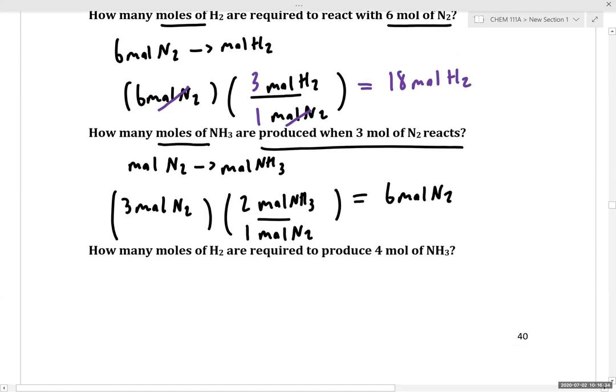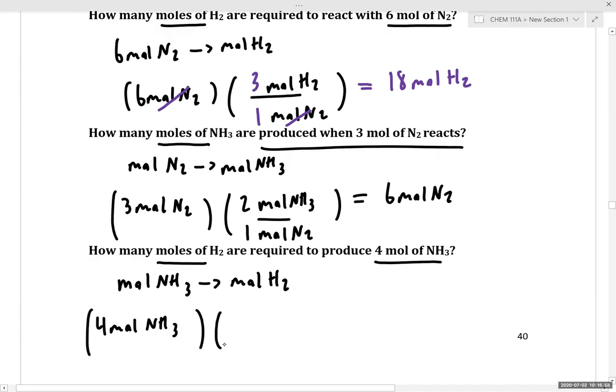Okay, let's look at another example. We're asked how many moles of hydrogen are required to produce 4 moles of ammonia. So this time we're going from moles of ammonia to moles of hydrogen. Okay, so we have 4 moles of ammonia. And my question is, how many moles of hydrogen do we need per mole of ammonia?